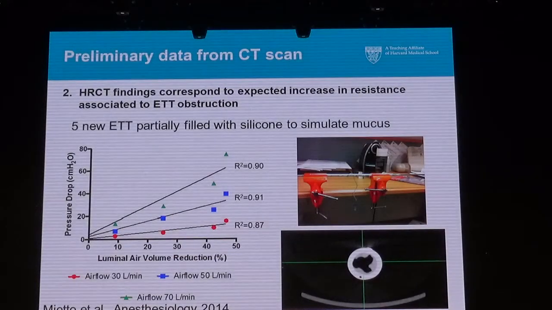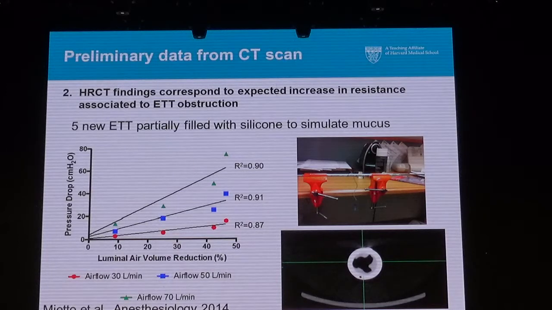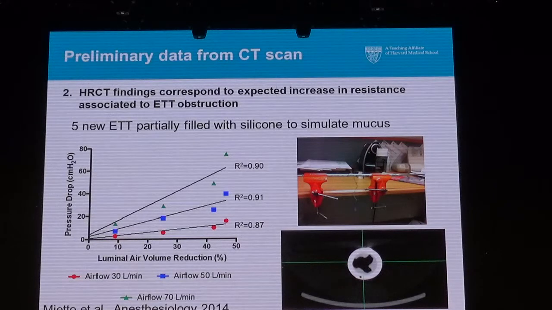We also did studies for resistance, and of course the higher the volume loss is, the more resistance to airflow there is. So this is one at the level of about 10%, as you can see here, the luminal air volume reduction is about 10%. There is not such an increase in pressure drop, but clearly with the higher airway volume loss, there is a higher pressure drop, and so more resistance to airflow.